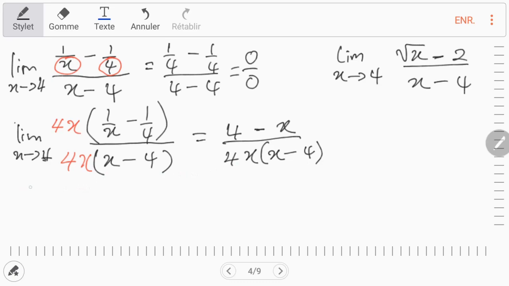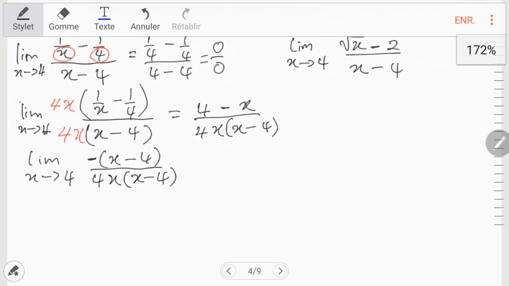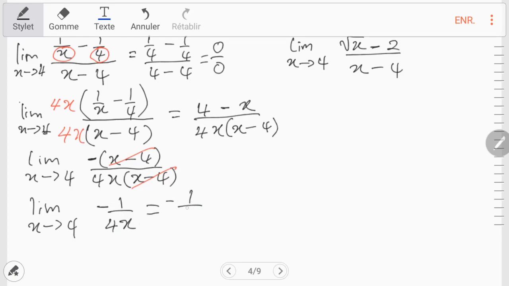You are left with the limit as x approaches 4 of minus times x minus 4, factorizing the minus out, over 4x times x minus 4. Here you can see that x minus 4 cancels. You are left with the limit as x approaches 4 of minus 1 all over 4x, which is the same as minus 1 all over 16.